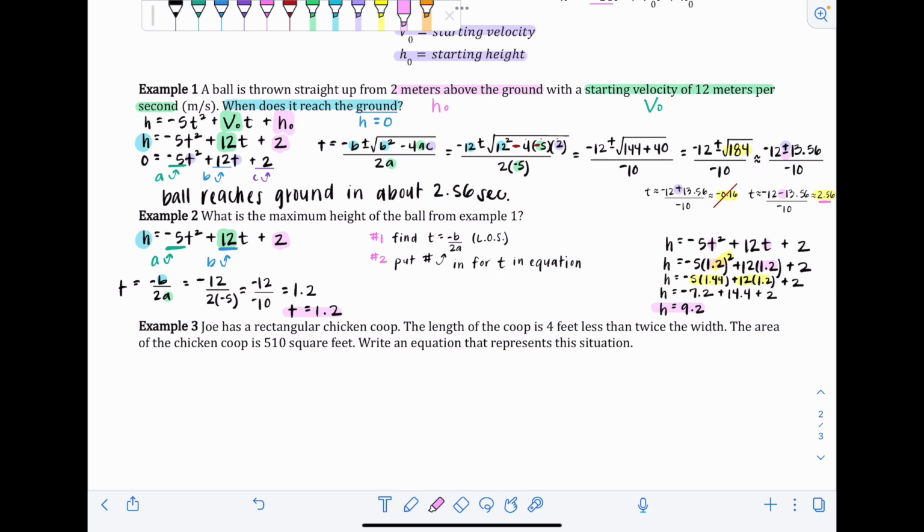So over here, this is the 1.2. This is the time when it reaches its max height. And then the actual max height is 9.2, excuse me.